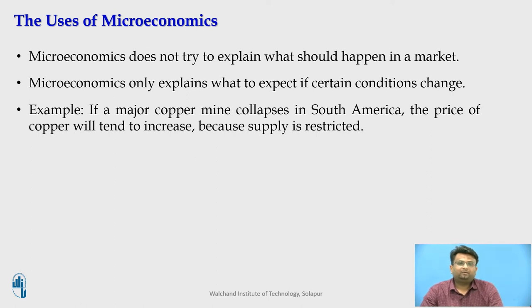The use of microeconomics. As a purely positive science, microeconomics does not try to explain what should happen in the market. Instead, microeconomics only explains what to expect if certain conditions change. If the manufacturer raises the prices of the car, microeconomics says that consumers will tend to buy fewer cars than before. If a major copper mine collapses in South Africa, the price of copper will tend to increase because the supply is restricted.